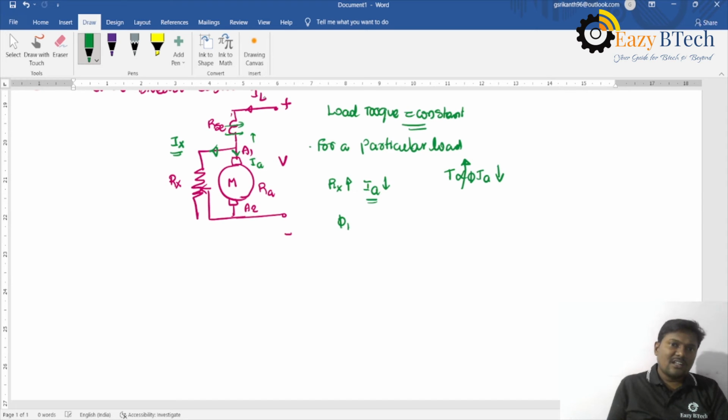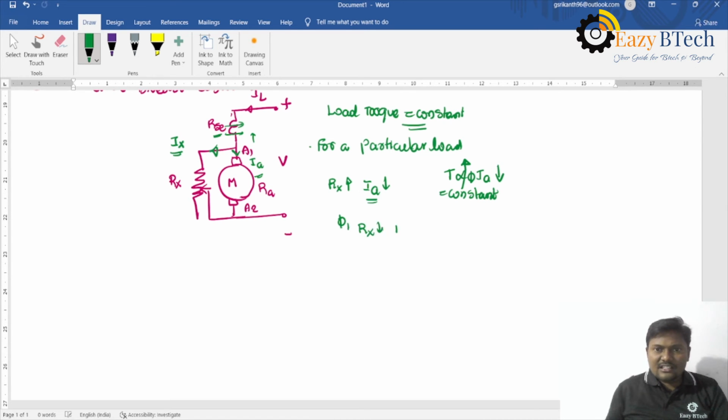The change in Ia changes the flux, then only the load torque is constant. Why I am representing torque as directly proportional to flux into Ia is because the same current does not pass through the series field winding and armature winding. That's why I am writing the generalized equation, torque is directly proportional to flux into Ia.